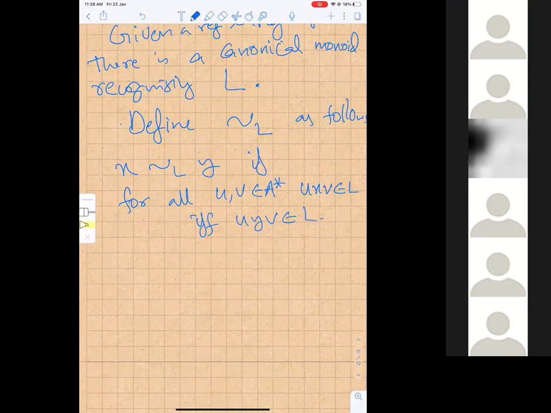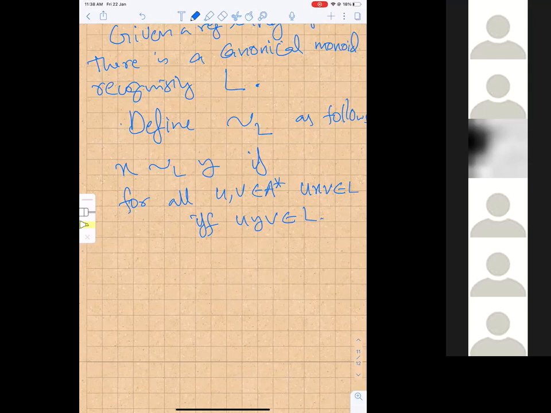Okay. So basically my congruence tilde L is defined in the following way. Two words x and y are equivalent if for any left-right context u and v, u on the left, v on the right, uxv is in L if and only if uyv is in L.